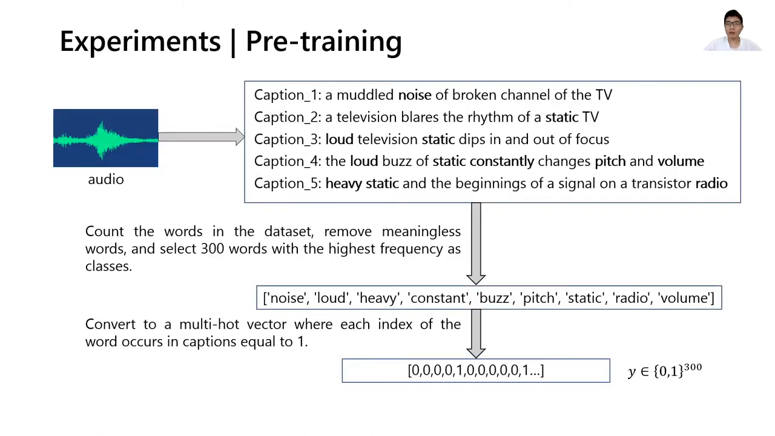This is the method to get the corresponding classes of the multi-label classification task. We count the words in the dataset and remove meaningless words. Then, the 300 words with the highest frequency were selected as classes. All five captions of each audio are combined to form one training label. The label of each audio is a multi-hot vector, where each index of a word that occurred in these captions is equal to 1.